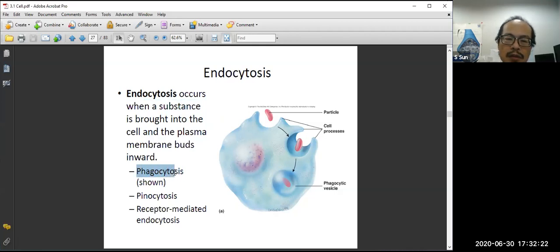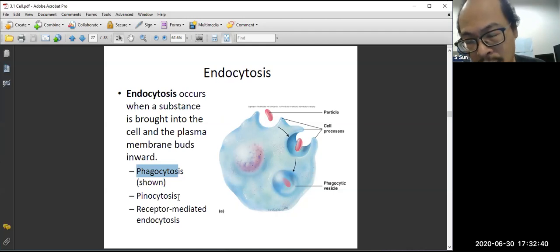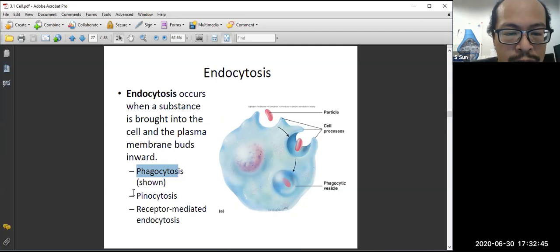And this one is shown here. This one can only be done by a selective type of cells. Not all cells can do phagocytosis. The other one is called pinocytosis. That's right here, pinocytosis.